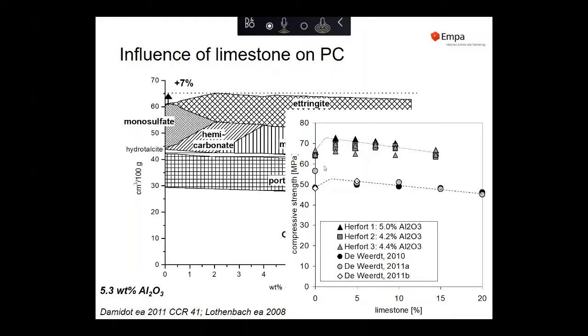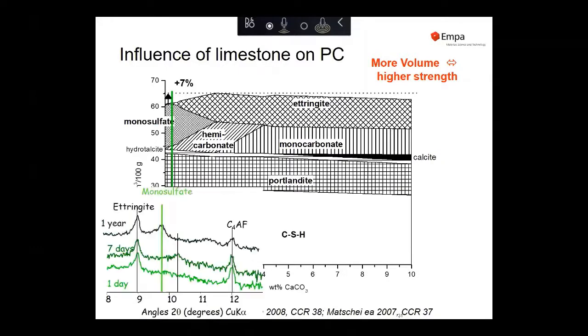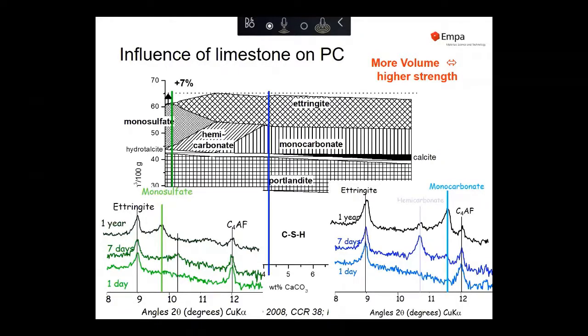And this is an example of measurements of different Portland cements, mainly on the strength after 28 days or longer, and you see the same behavior as we predict by modeling. And again, I show you the data, but it's the same as we've seen before. Monocarbonate if we have calcite, monosulfate if we don't have calcite.